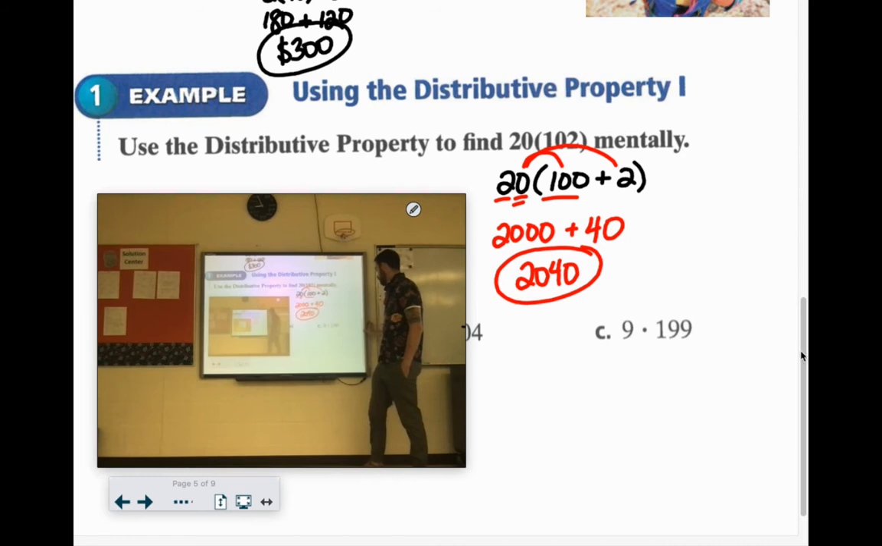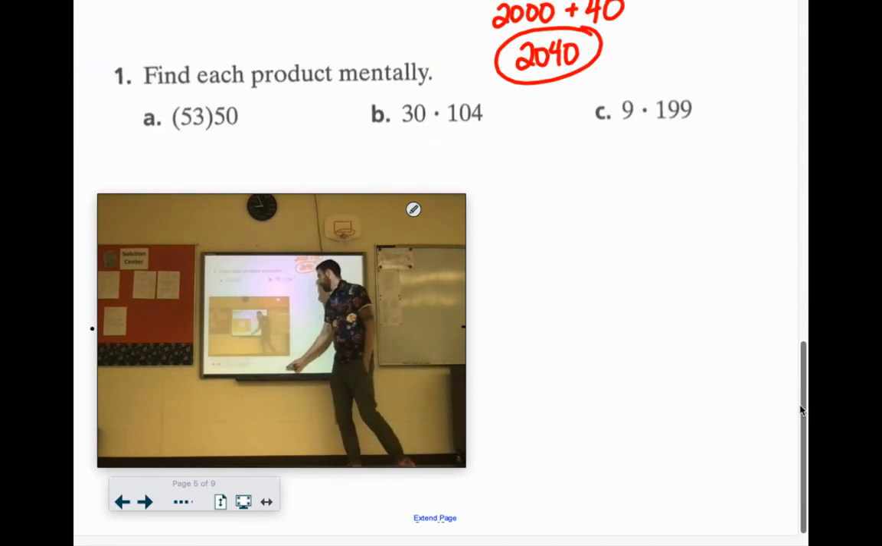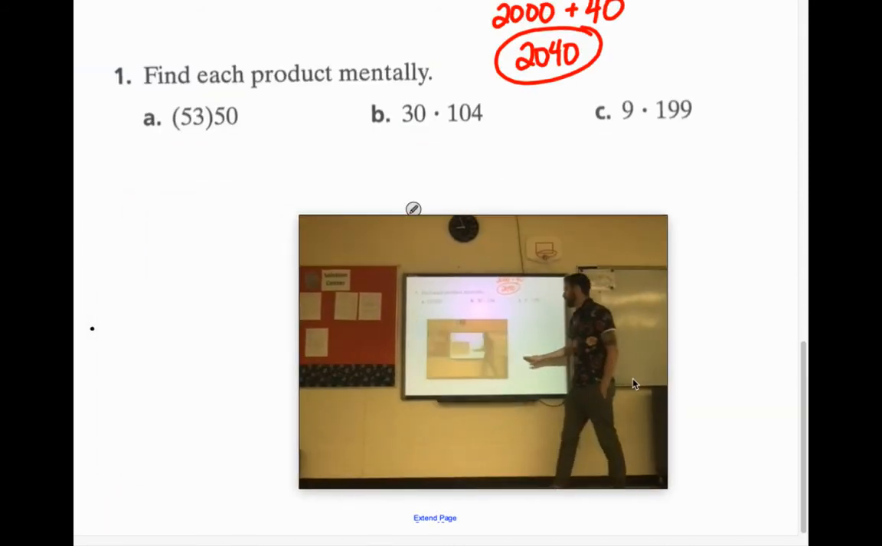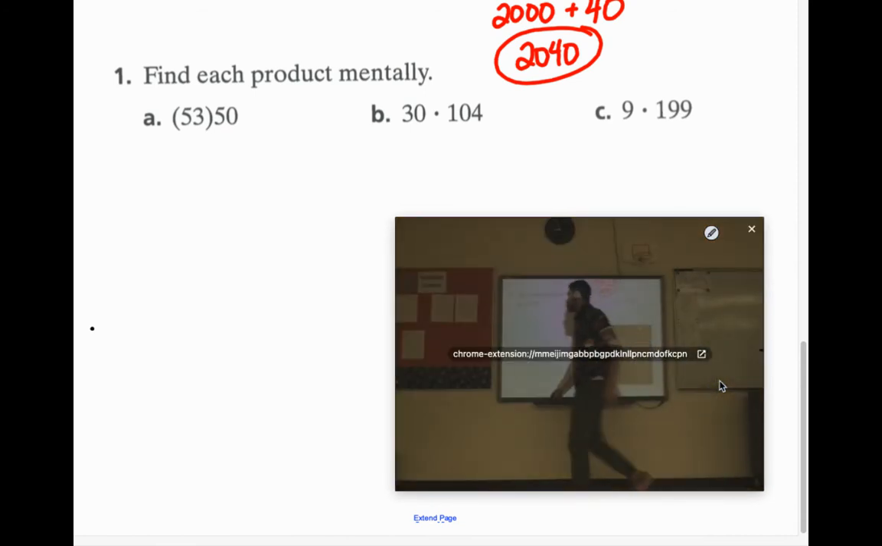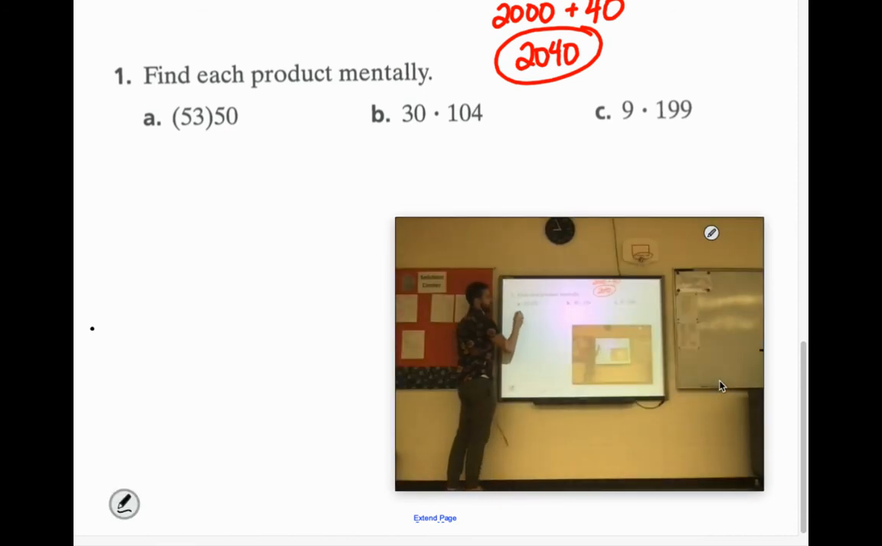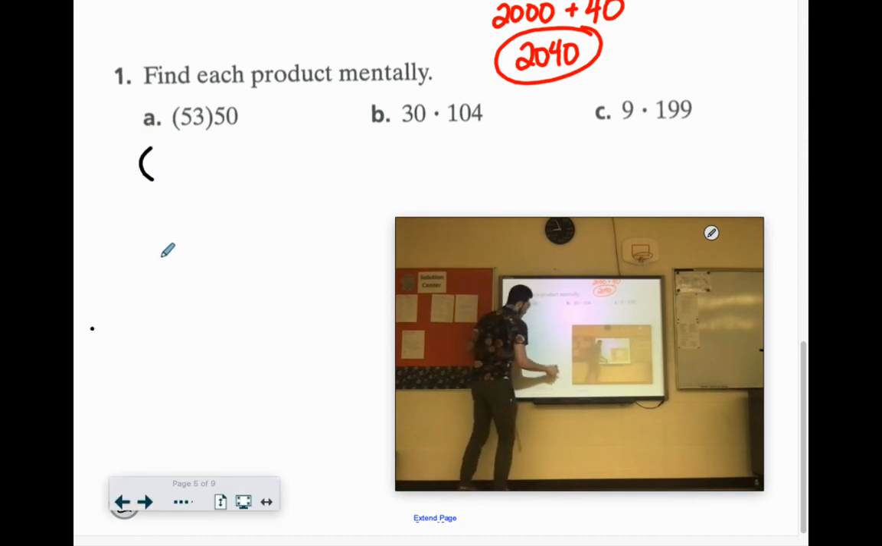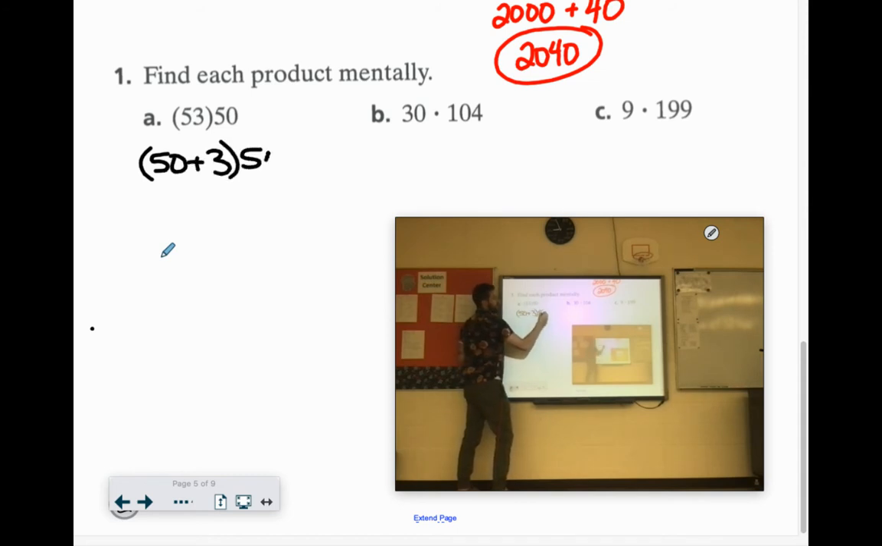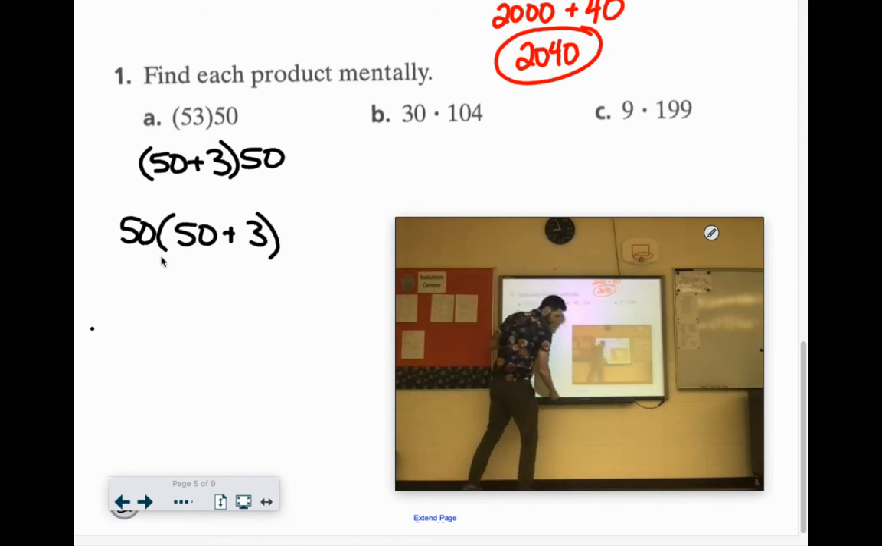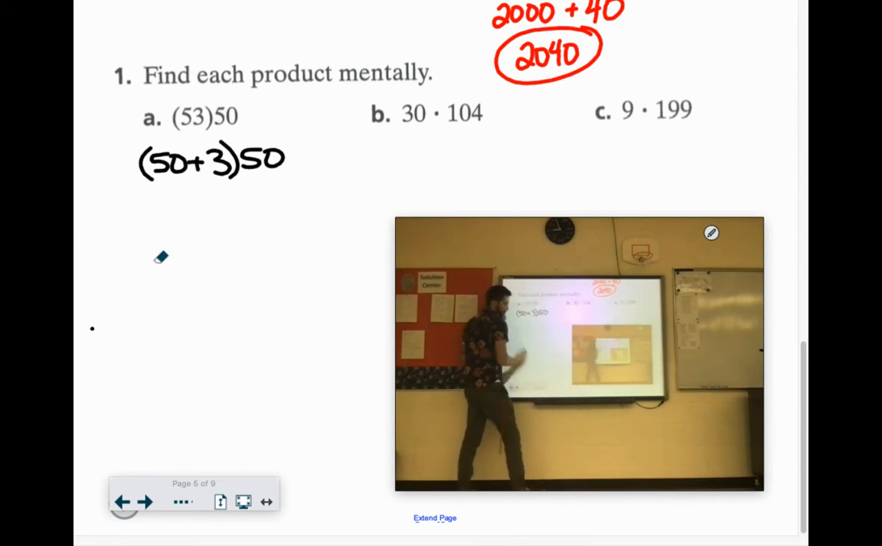So let's try a few more of those. 53 times 50. Now 53 is 50 plus 3. So 50 plus 3 times another 50. Now typically you would see the 50 in the front of the parentheses, but it doesn't matter. Typically you would see it written like this. But again, it doesn't matter.